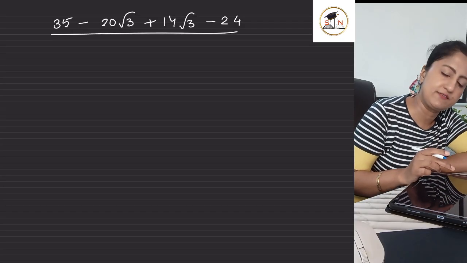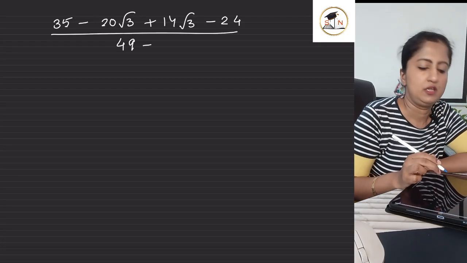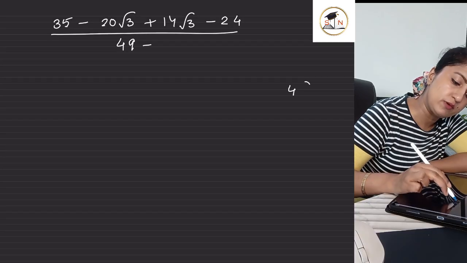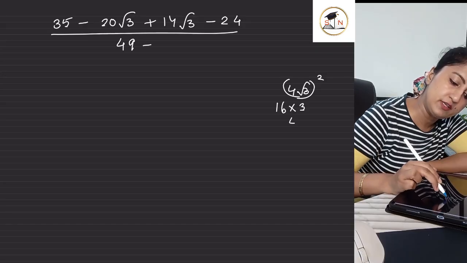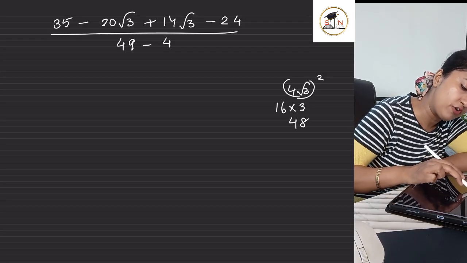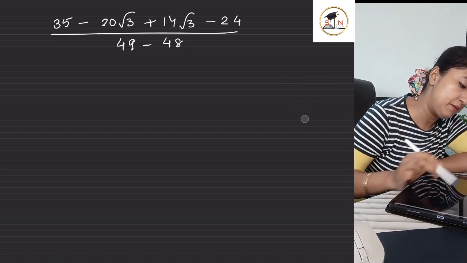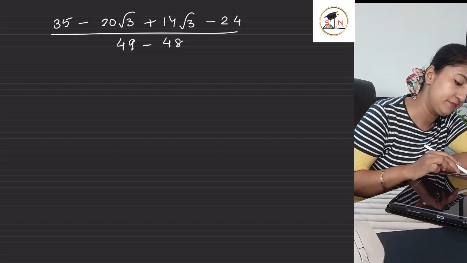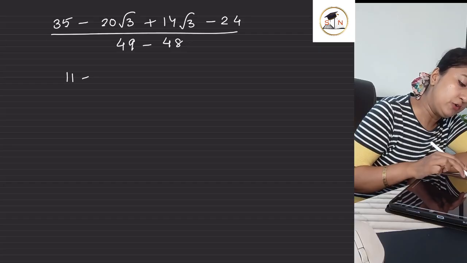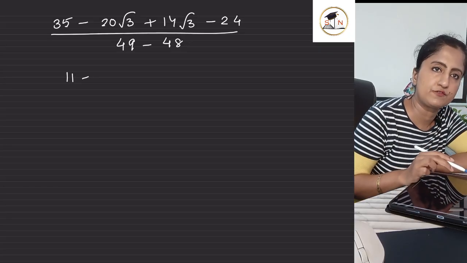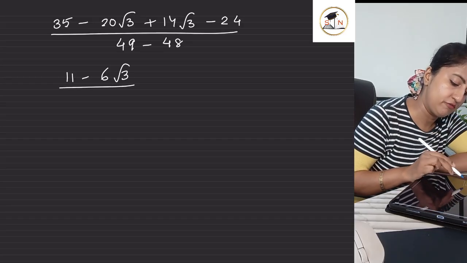Now, denominator. Denominator में we had 7 square. That is 49 minus 4√3 का square. When we talk about 4√3 का square, what is that? It is 16 into 3. तो ये 48 होता है, right? So now we have 48 in the denominator as a second term. Okay. So अब हमारे पास हमें numerator को simplify करना है. So 35 minus 24, that is 11. −20√3 + 14√3, that is −6√3, over 1.